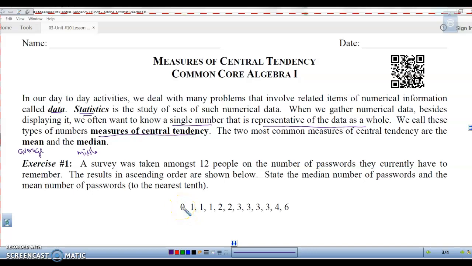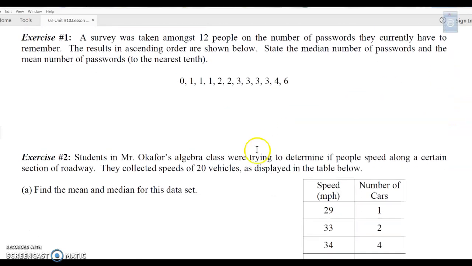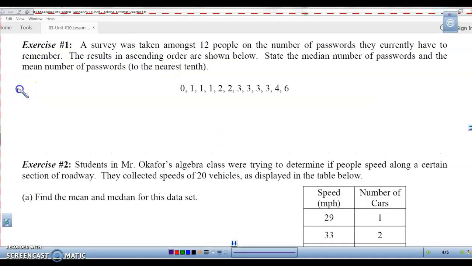Okay, so let's take a look at our first problem here. A survey was taken amongst 12 people on the number of passwords they currently have to remember. The results in ascending order are shown below. State the median number of passwords and the mean number of passwords to the nearest tenth. Okay, so we need to figure out the median and we need to figure out the mean.